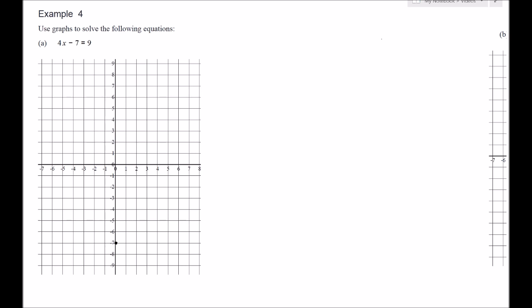I've told you before that graphs are actually equations, and equations are actually always on a graph. Now, we're going to have a look at these two here. You have the left side, which is 4x minus 7, and the right side, which is 9. I can solve this algebraically quite easily, but I want to use graphs. So I'm going to split these two up and make them separate equations. I'm going to say y is equal to 4x minus 7, and y is equal to 9.